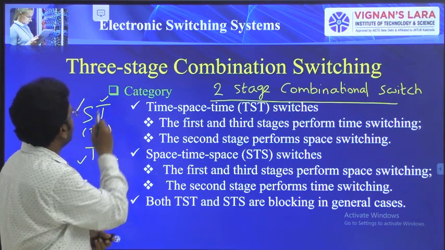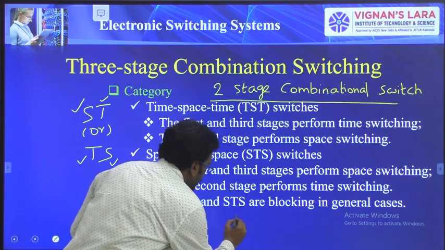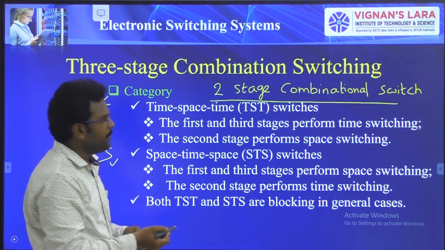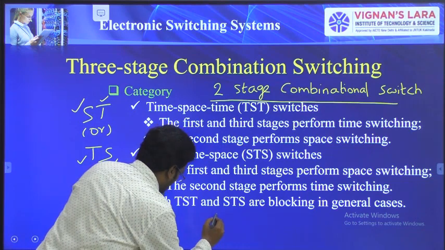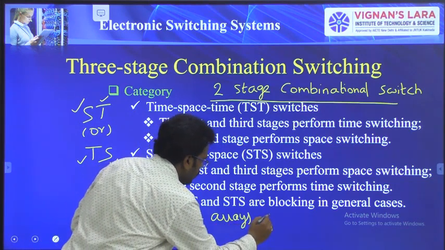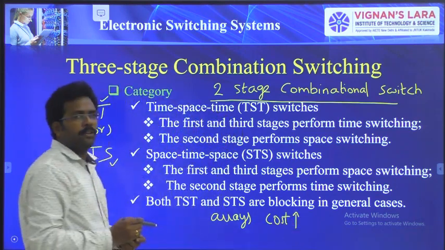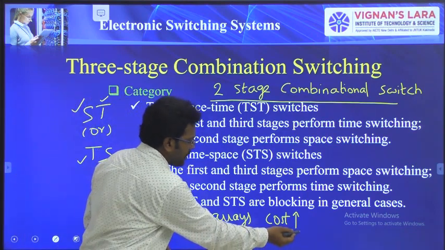In case of this two-stage combination switch, the drawback is that to improve the blocking probability, you have to increase the number of arrays. So cost increases. To improve the blocking probability of a two-stage combination switch, the cost of the system increases.